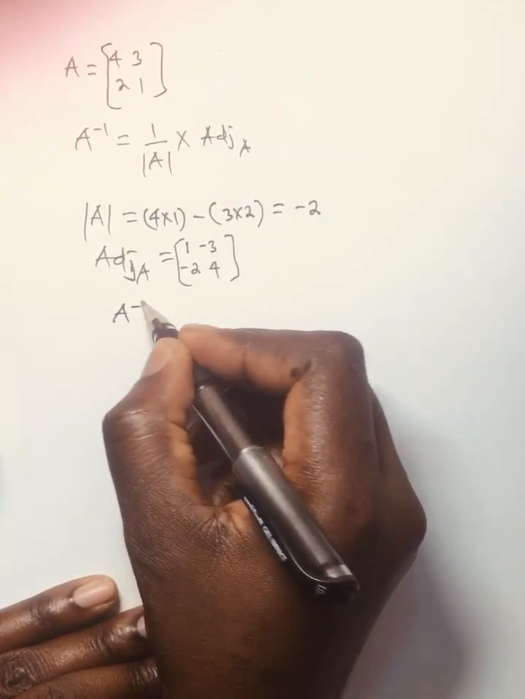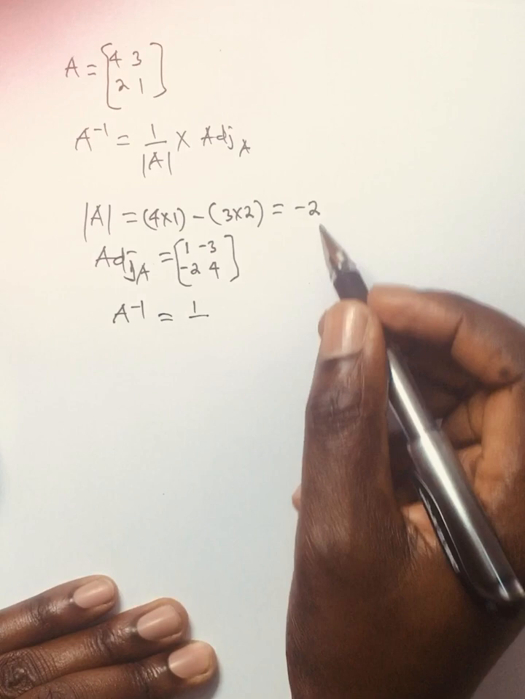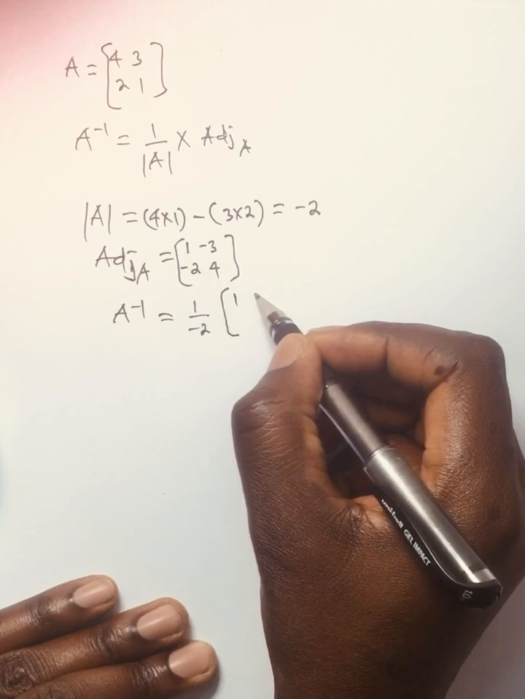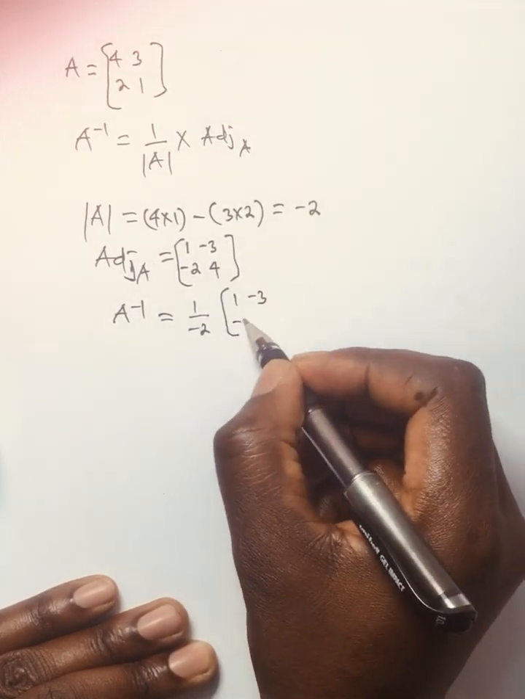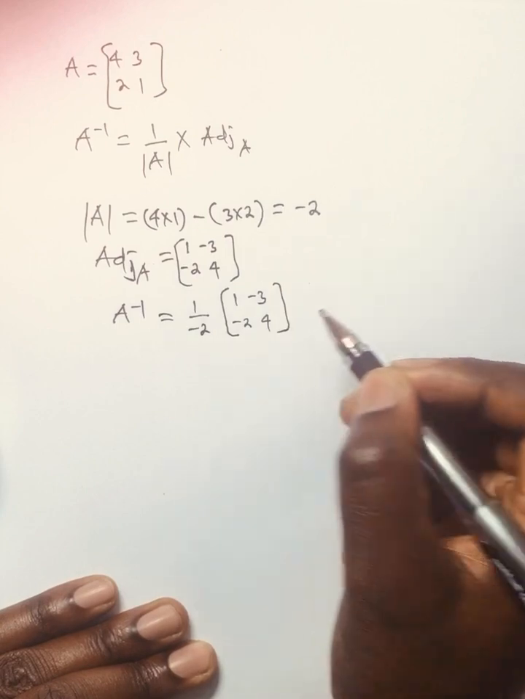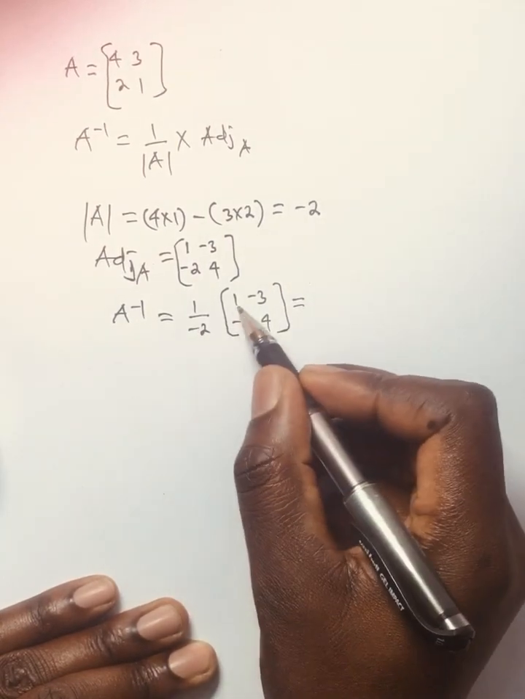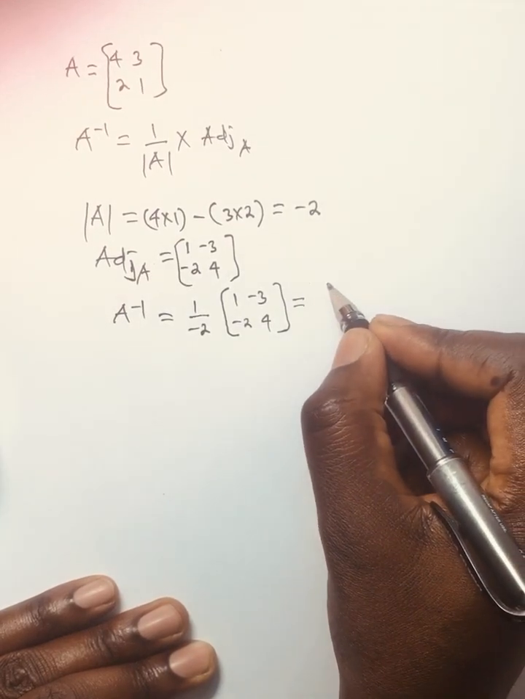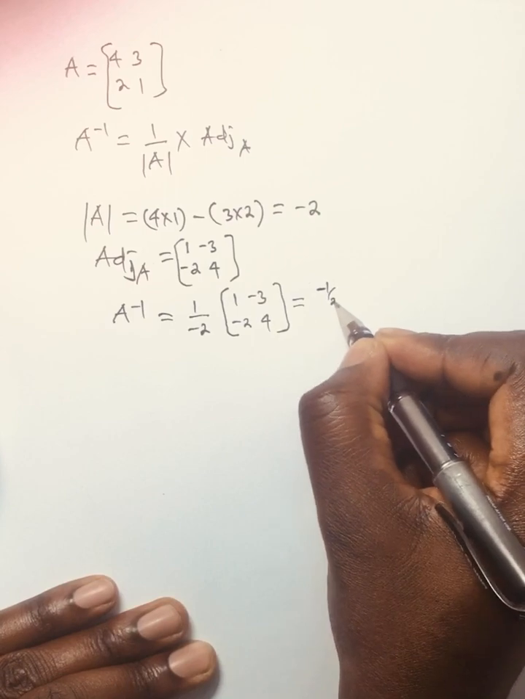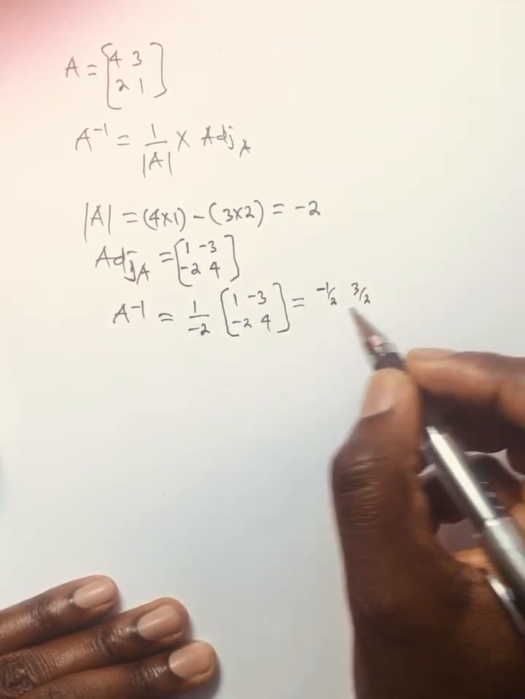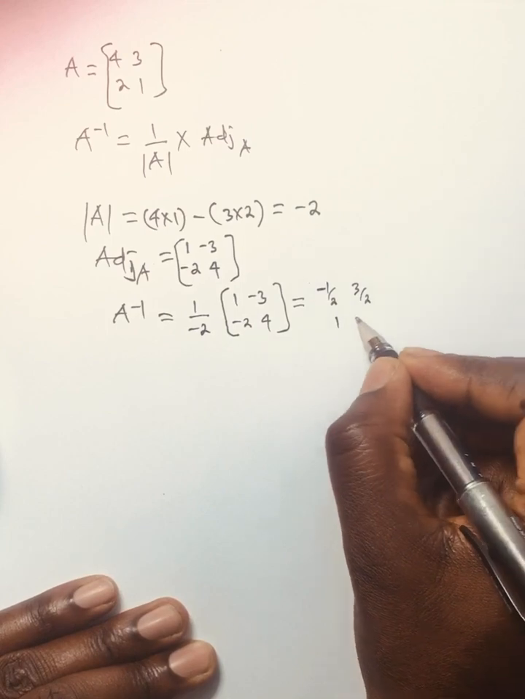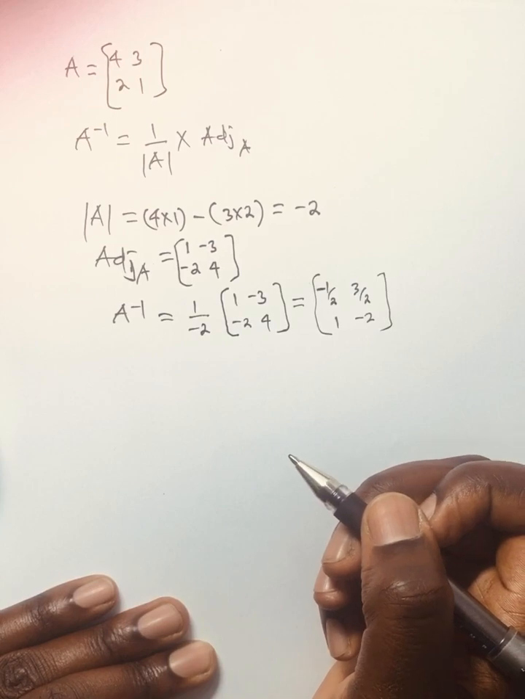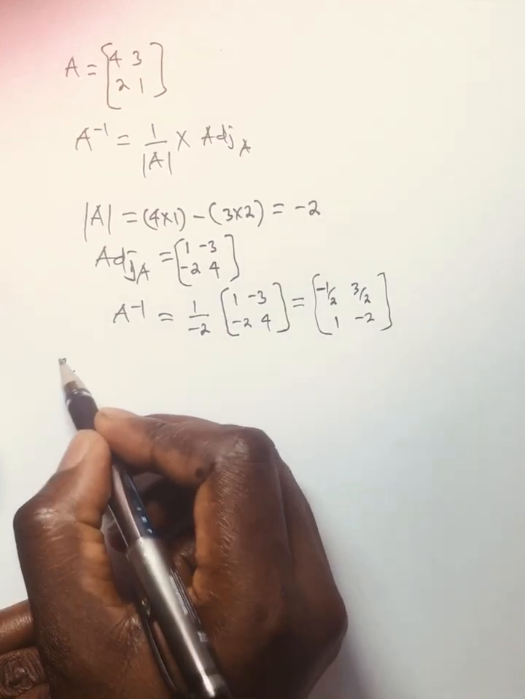So for us to get our inverse, we just need 1 over the determinant. Our determinant is negative 2. Then you multiply that by our adjoint there, which is 1, negative 3, negative 2, 4. This will multiply each and every member of that matrix. So negative half times 1 is negative 1 over 2. Then you have 3 over 2 there, we have 1, and you have negative 2. So that is the inverse of matrix A. So you can try another example.